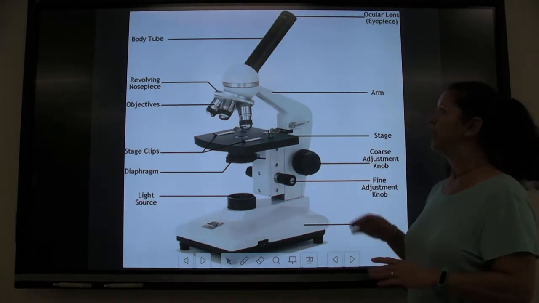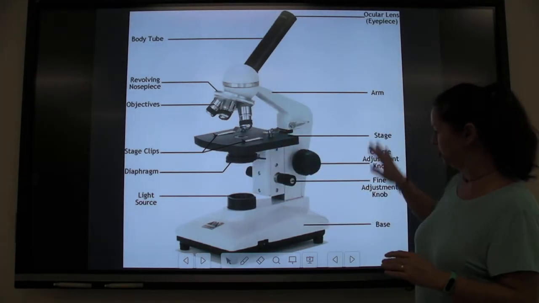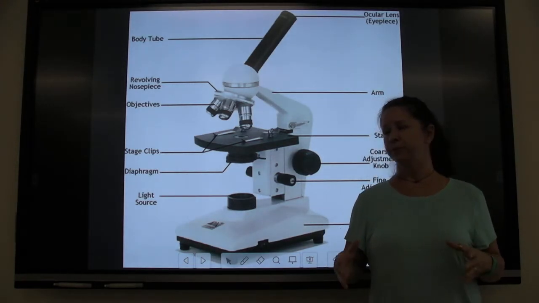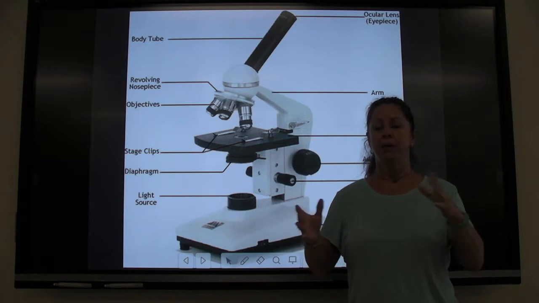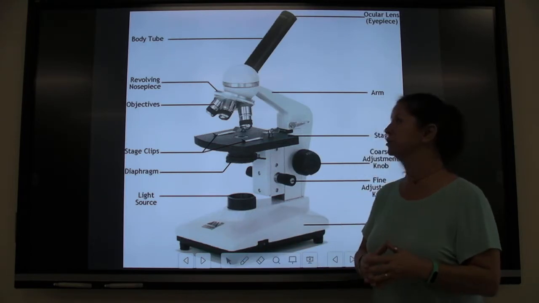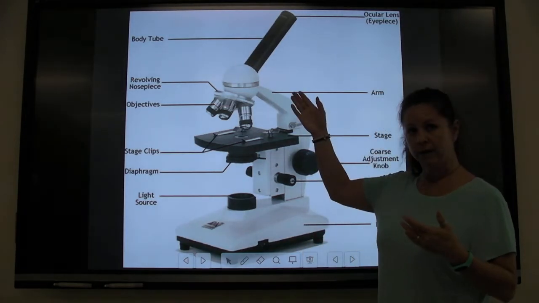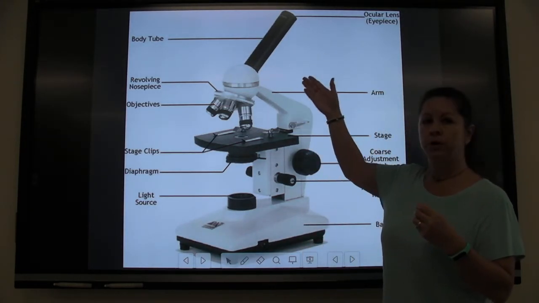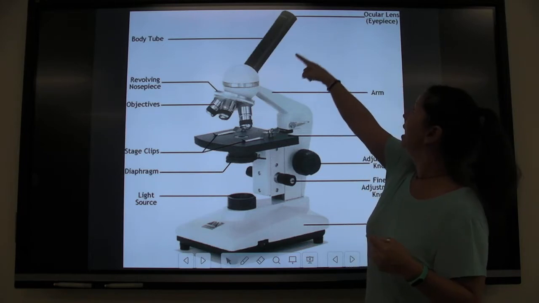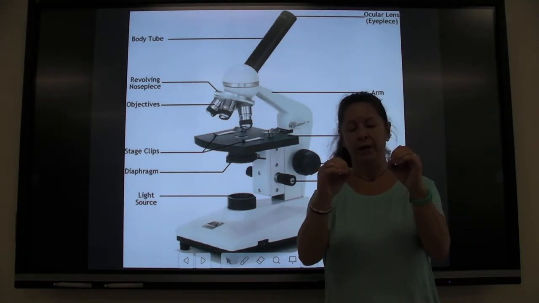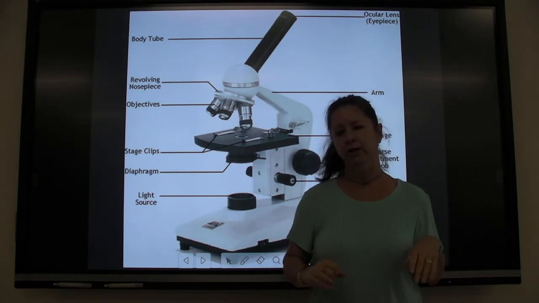Most of them will have the same general parts, and there'll be some differences in appearance between different microscopes, based on the manufacturer of the microscope. The ones that we're going to be using in our lab are similar to the one in the picture that have a single eyepiece. So that's what's up here at the top. Sometimes they'll have two eyepieces, so you'll look through them almost like binoculars. All right.